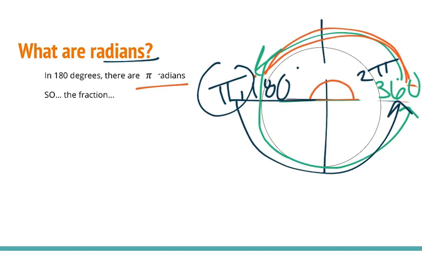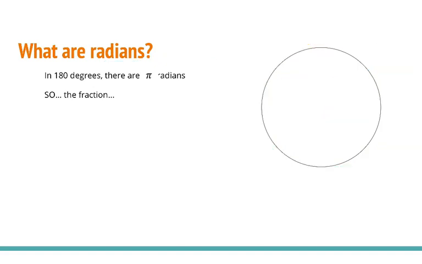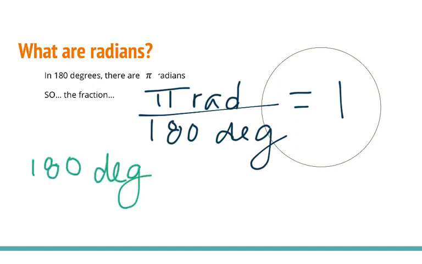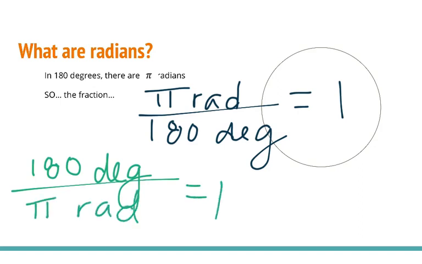All right, so let's think about the fraction pi radians, I'm just going to say RAD, over 180 degrees. If these are the exact same thing, then something divided by itself equals 1. And the same exact thing would be true if I did it the other way. What if I put 180 degrees on the top and pi radians on the bottom? Well, these are equal. They're the exact same thing. So this fraction is still just 1.